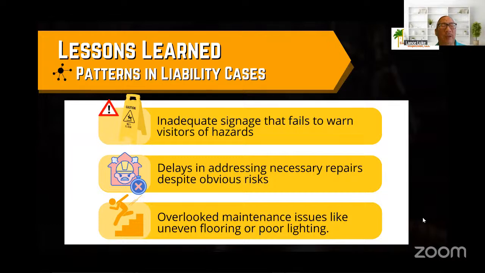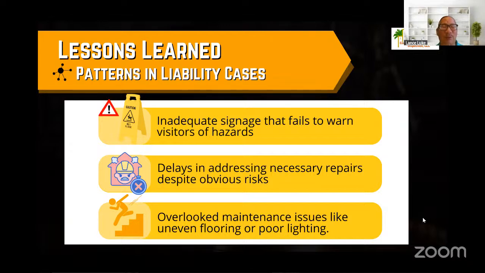Lessons learned, patterns in liability cases: inadequate signage that fails to warn visitors of hazards, delays in addressing necessary repairs despite obvious risks. This is so critical, especially in condo buildings, delays in addressing repairs. You look at your reserve study. Are you guys following your reserve study? Is there a lack of repairs in certain areas? You get kicking the can down the road. Why? Because you don't have money? Well, believe it or not, the condo state law, there's no exemption.